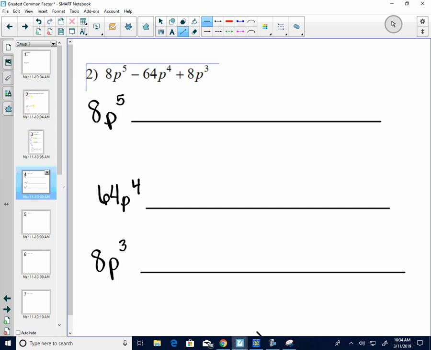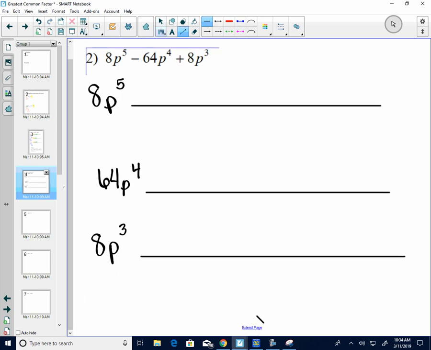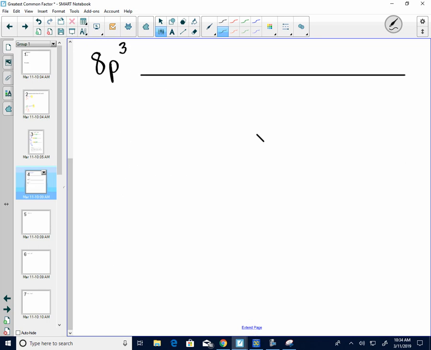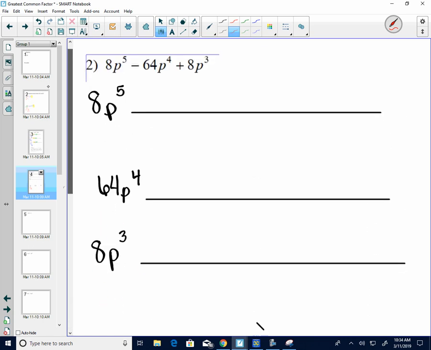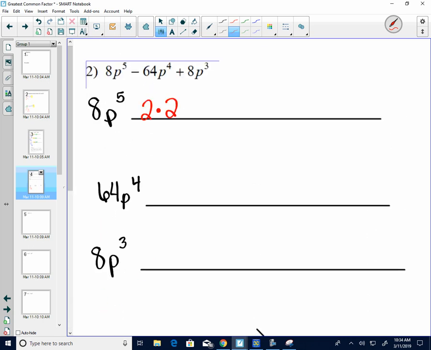So it might help to come down here and do the numbers separately. So we got an 8, a 64, and an 8. For the 8, we're only going to have to do it once, because we can use the same thing. So what can we multiply to get 8? Well, 2 times 4. What do we multiply to get 4? 2 times 2. And 2 is a prime factor, so that's where I stop. So for my 8s, I'm going to have 2 times 2 times 2 for both of them.